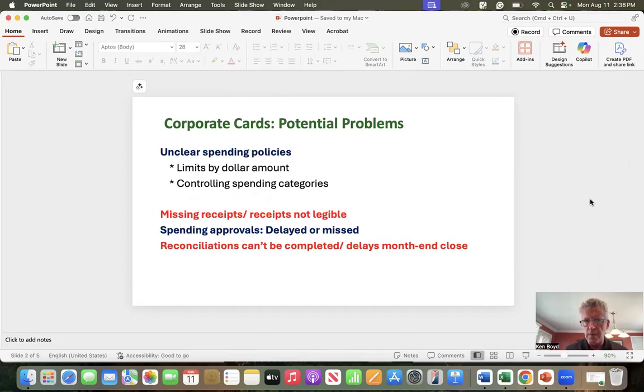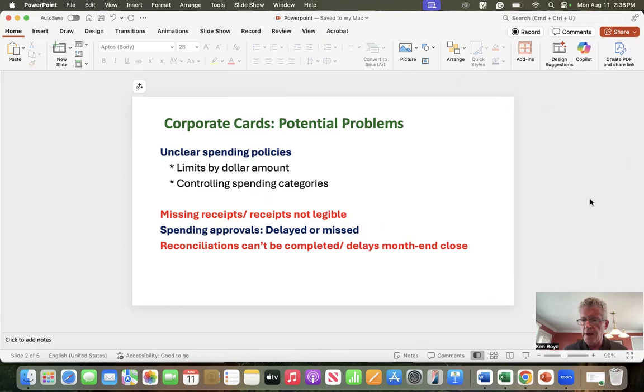So, what are the potential problems? Unclear spending amounts. We need limits by dollar amount. This person can only spend up to $5,000 and control spending categories. Person can only spend for travel because they're a salesperson. Missing receipts, and even more important, receipts that are submitted that aren't eligible or torn or smudged. We can't read the receipt.